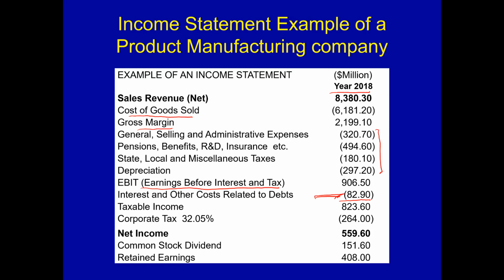Corporate tax is here, and then we get the net income, and then the common stock dividends are there, and retained earnings are there. Net income, maybe if there are no preferred stockholders, then this is all for the common stockholders. So this income can be divided into dividends and retained earnings.